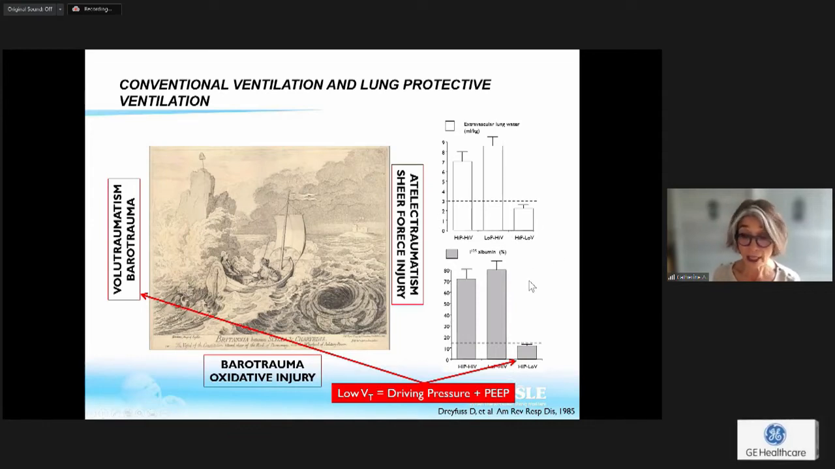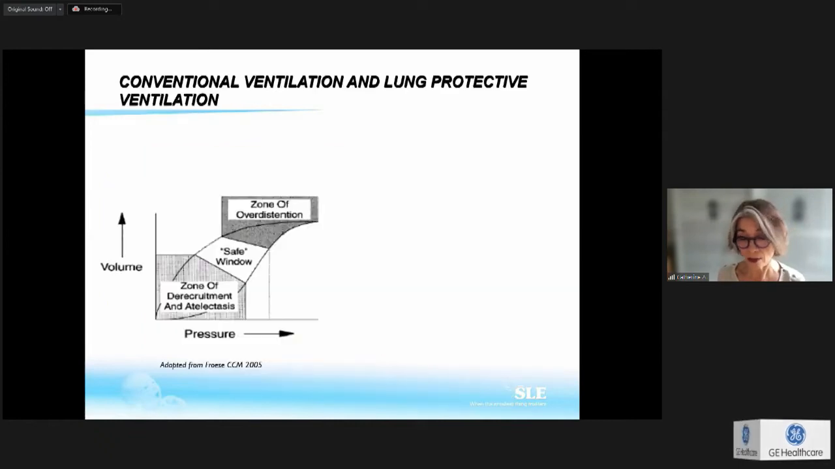From then, we said, okay, we have to be careful with the tidal volume. So you have to ventilate your patient in a way where you avoid atelectasis. This one will be done with your PEEP, and at the same time, you avoid over-distension. So be careful with your PIP.